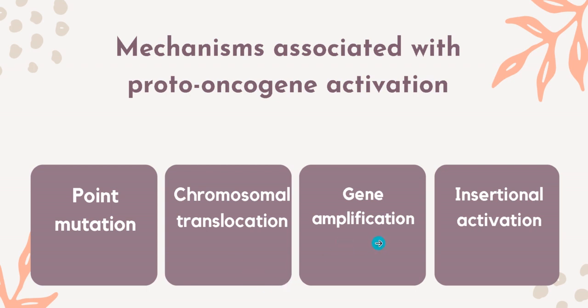Gene amplification. Activation of proto-oncogenes is also associated with their amplification, that means increase in copy numbers. It results in overexpression of the amplified genes. The most interesting example is the amplification of proto-oncogene MYCN in neuroblastoma.